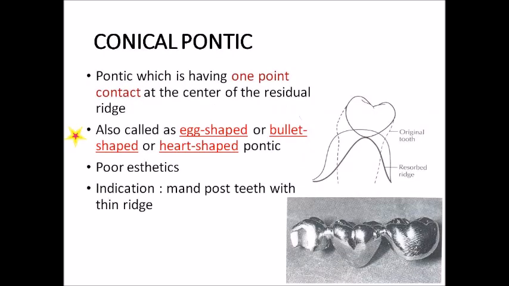Conical pontic, it's also called the egg-shaped pontic, heart-shaped pontic or a bullet pontic. So it has a one-point contact with the residual ridge, usually at the center of the ridge. This is not at all aesthetic, so it's commonly recommended in areas where the aesthetics is not of a concern, so usually in mandibular posterior teeth with thin ridges.